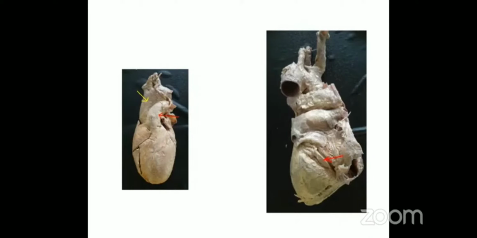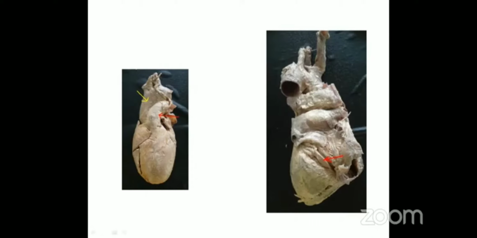Now it can be a part of spotting, where you can see the major vessels shown by the red arrow, that is the pulmonary trunk, and shown by the yellow arrow, that is the arch of aorta. You can also see the three main branches. You can be asked about these three branches, that is the brachiocephalic trunk, left common carotid, and left subclavian artery. Then if you see from the posterior aspect, this is clearly visible now.